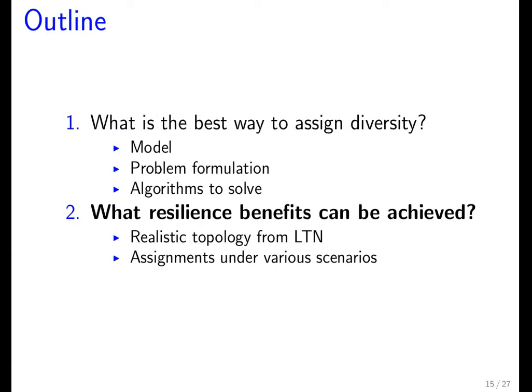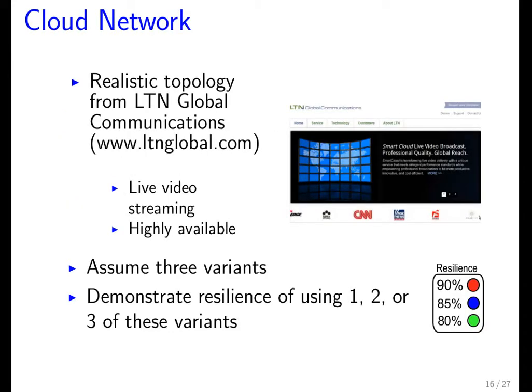So now we move on to applying this problem to a realistic scenario. So we have actually the topology I showed you in the first few slides is an anonymized version of LTN global communications topology, the overlay topology that they use to serve clients. They're a live video streaming service, and they provide highly available connections among clients such that they can stream video between each other. And we want to assume that this topology is under attack.